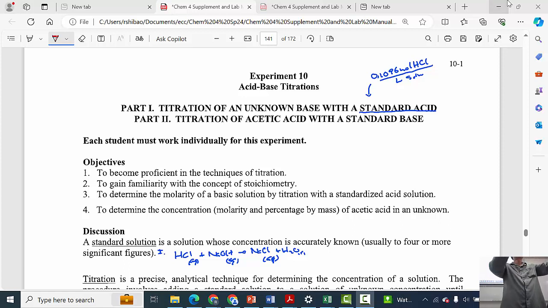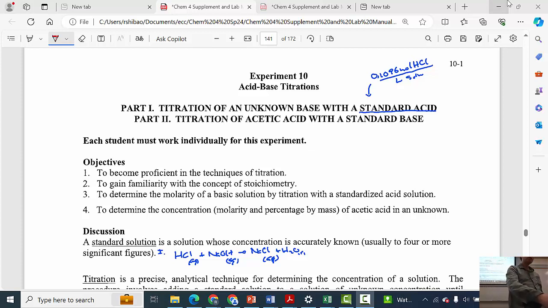Erlenmeyer flask, Florence flask. Okay, we're going to use both today. Bring your 250 milliliter Florence flask, and then they're going to put sodium hydroxide in here. Sodium hydroxide is a good strong base. So we know that the base is sodium hydroxide. What we don't know is how much sodium hydroxide is in here.